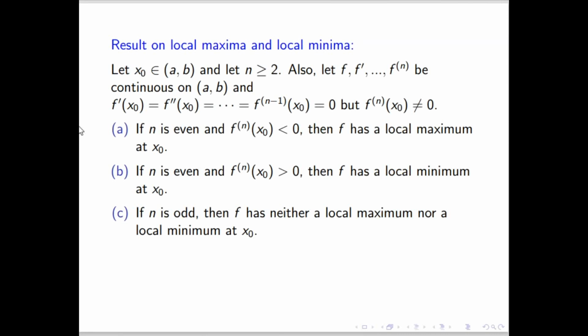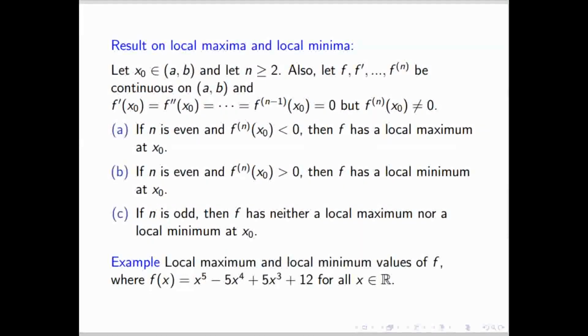So these are the results. If n is even and the nth derivative is non-zero and less than 0, then it has a local maximum. If it is greater than 0, it has a local minimum. If n is odd, then it has neither a local maximum nor a minimum. So this is an example based on this. First check at which points the derivative is 0 for this function. This function is a polynomial, so it is differentiable and continuous, so there is no problem of differentiability.